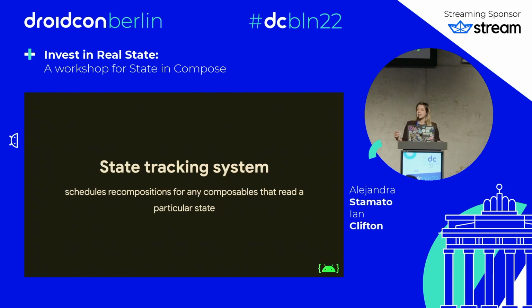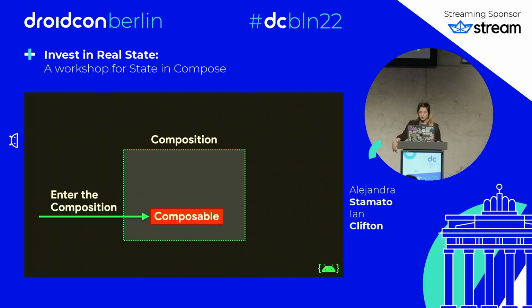In Compose, there is a state tracking system in which, if you use Compose's API to represent your state, it will schedule recompositions automatically for you, without you having to actually call the UI to update, for any composables that read that state. We're going to see how that looks in a second.